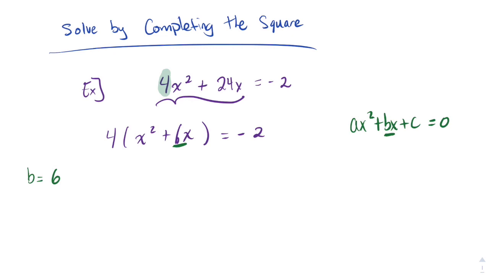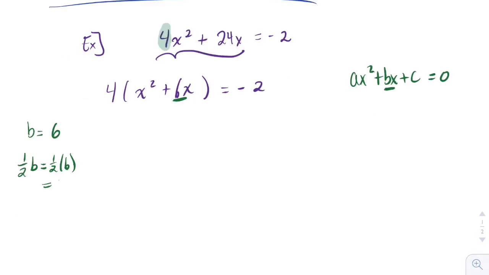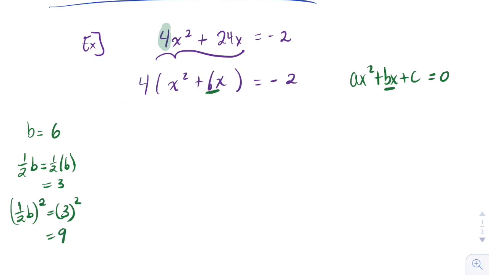The next thing we're going to do is take half of b. So half of 6, we know that's 3. And then the very last thing we're going to do is square the 1/2 b. So that's 3 to the second power, which gives us +9. Now this last number that we got when we squared, this is what we're going to add to both sides of the equation.